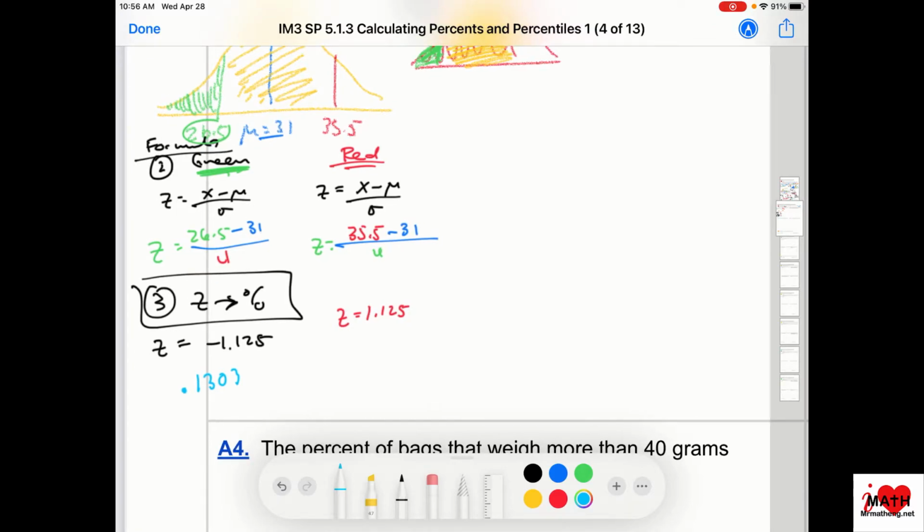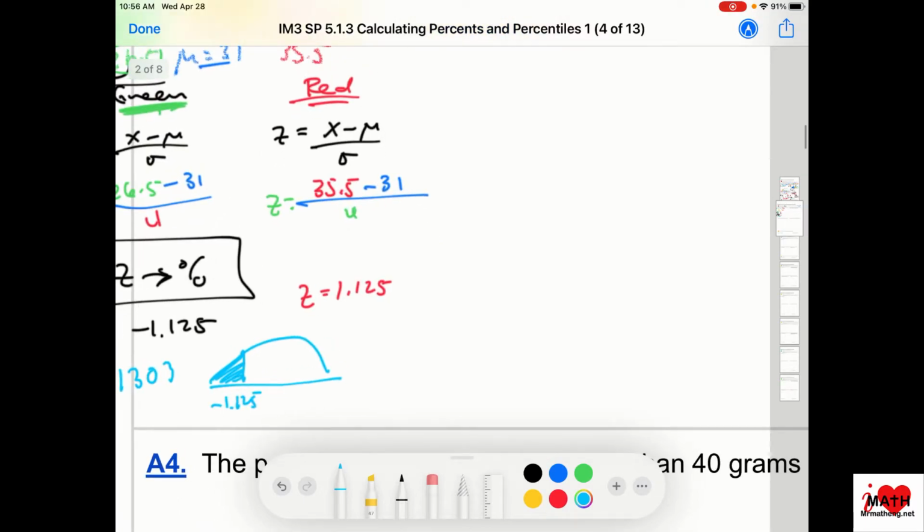That one's going to be a positive 1.125. And if you think about it, here's a faster way. This lighter blue area we just found to be this number, because it's negative 1.125 on a z-score, right? And I'm trying to show you a shortcut, and I'll verify the answer for you. This will help us find a positive z-score of 1.125.